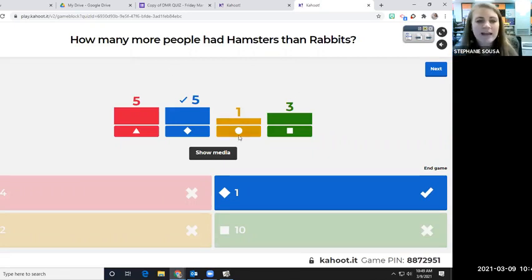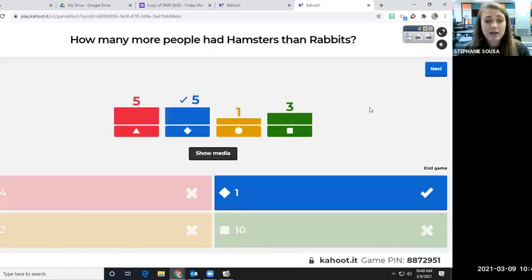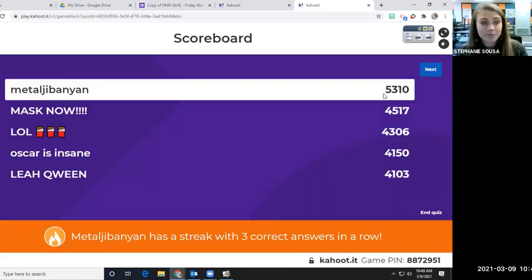How many more people had hamsters than rabbits? Take a look. Here's your hamster. Trace it over. 5. Here's a rabbit. 4. 5 minus 4 is 1. 1 was the correct answer. Now, I know I didn't fail y'all there. That's just called y'all not being careful, because I know y'all know 5 minus 4 is 1. So that ain't on me. That's on you. Here we go.